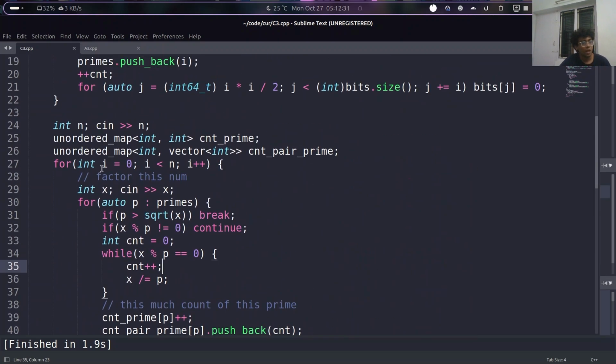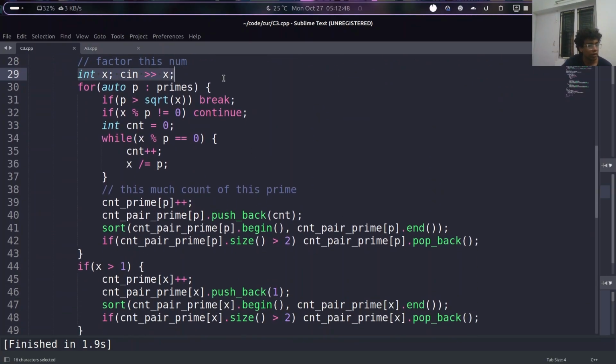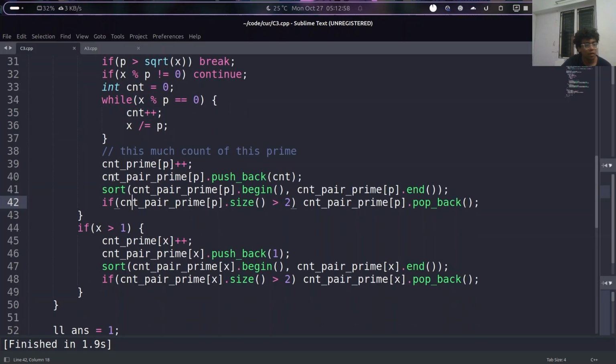Now I'm going to have two maps. One is to count in how many elements a particular prime appeared. Second is going to be from int to vector of int, which should count the pair of primes, whether these two primes form a pair or not. For each x, factorize x. We're factorizing x using the primes itself, and if it's a factor, we increase the count of this particular prime. This prime has appeared once more, and we're going to push back this count, sort, and take the first two, right?